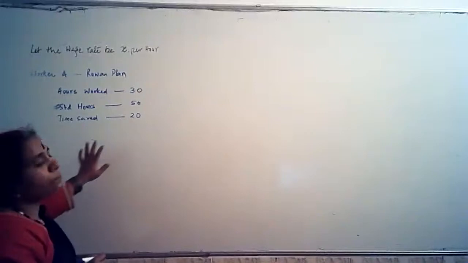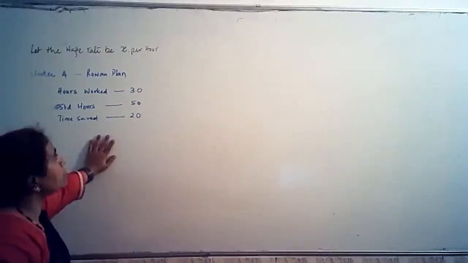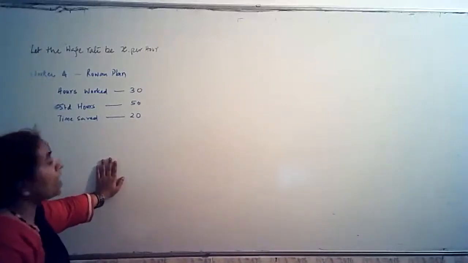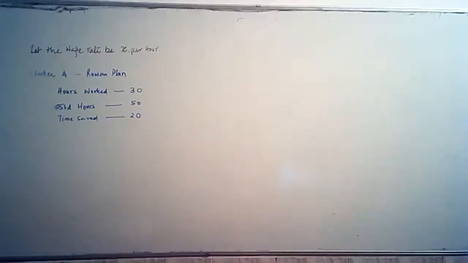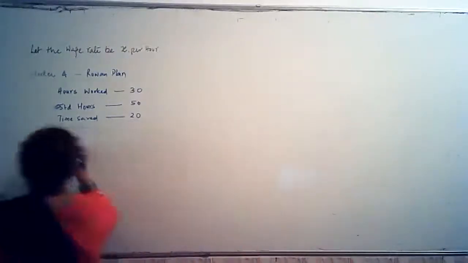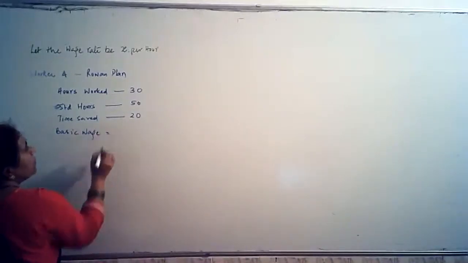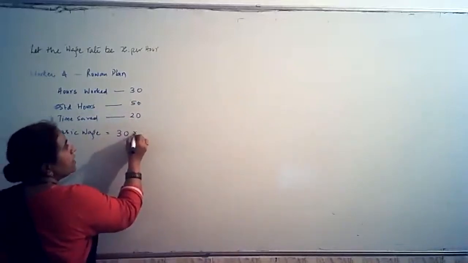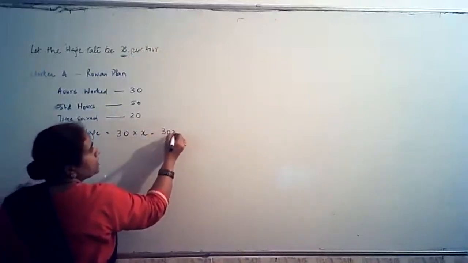There are two parts for every wage under the Halsey and Rowan plans. Under the Rowan plan also, the first is the basic wage, and then the incentive. So how much is the basic wage? Basic wage is equal to the number of hours he has worked, 30 hours, into the rate I have taken, X. So this is equal to 30x.